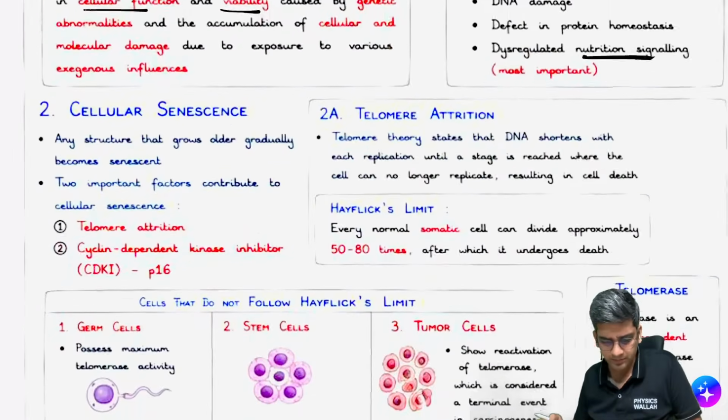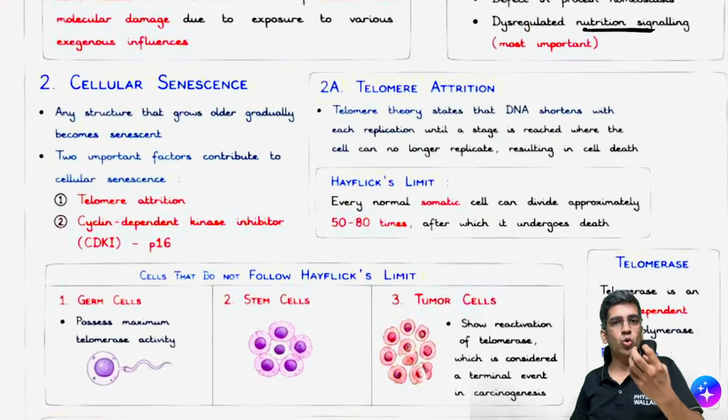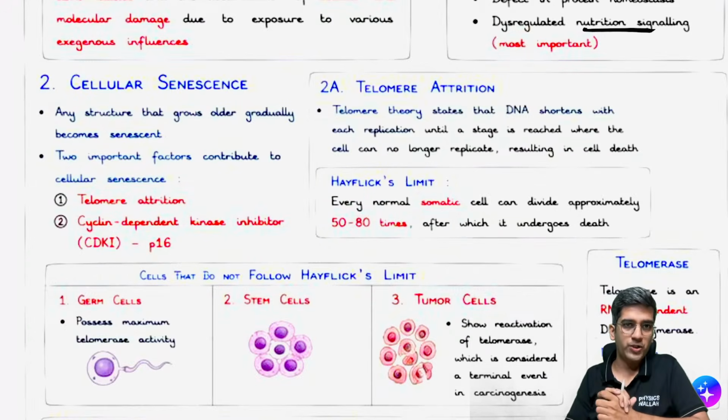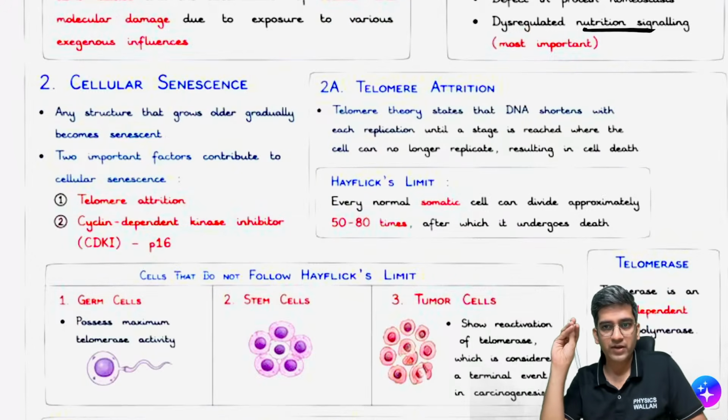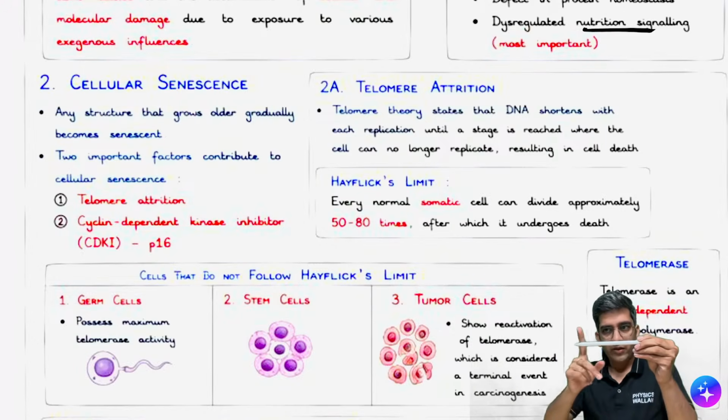What does senescence mean? See, anything in my body or in the world, when it grows older, will lose some of its potential. Two important reasons for cellular senescence. One is telomere attrition, right? I'm sure you must have known about telomere attrition. You must have read about telomeres in your biochemistry. With every cell division, the terminal part keeps on shrinking.